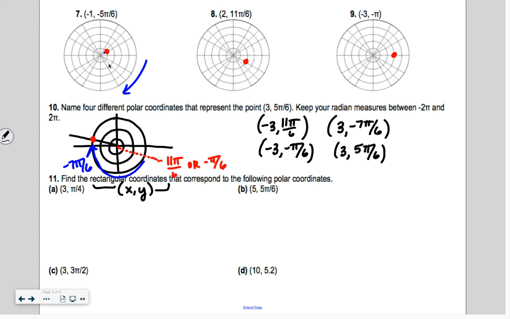So if I have 3 comma pi over 4, that means that we would have along the 45-degree angle line, and we go out 3 units. Okay, so we're going to have some point that's over here. We want to know the x coordinate and the y coordinate. This is why we learned this after vectors, because we did something like this in vectors. Do you guys remember? Yeah, Greta? Would 3 be the hypotenuse? Yeah, 3 is the hypotenuse.